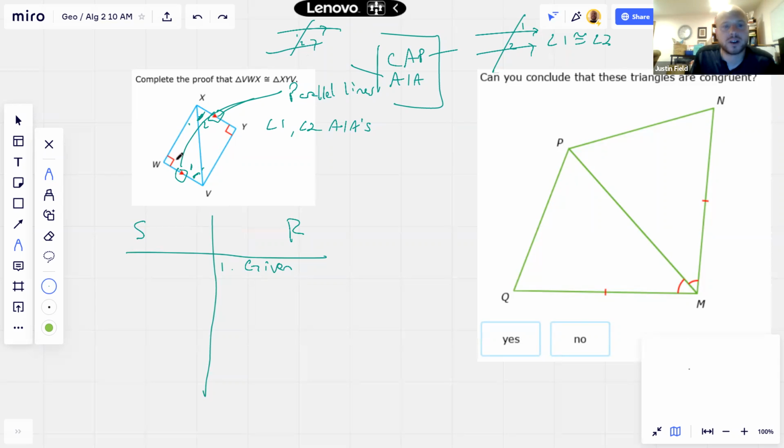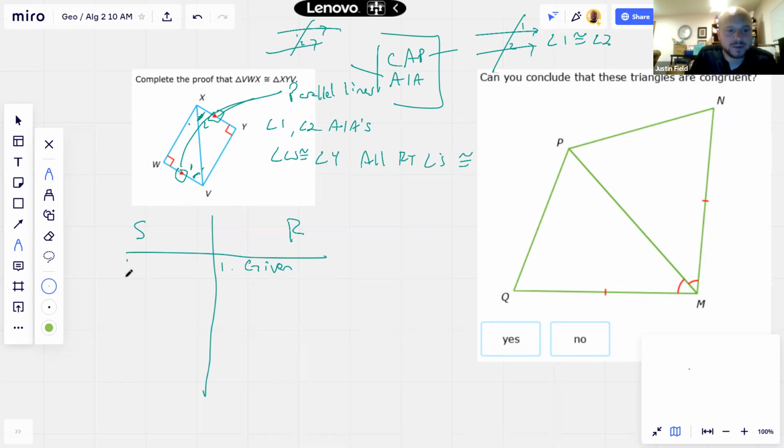So like this is marked here. Angle W is congruent to angle Y, and that would be definition of a right angle. So I just gave you another one. Or you could say all right angles are congruent. Maybe we should say that. All right angles are congruent. Do you see the shared side? Oh, no. All right, so let's do this.